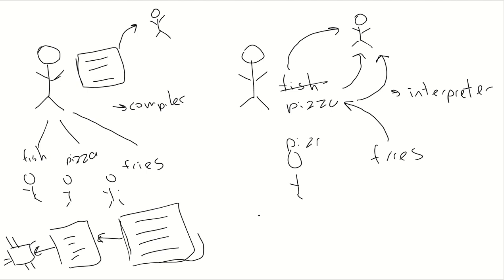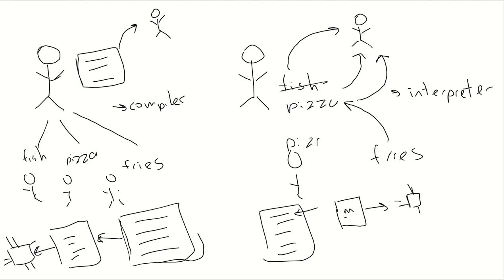But the interpreter will take this Java program, look at the first line, change it into machine language, and then feed it into the core. After doing that, it will take the second line, change it to machine language, and then feed it into the core. And then it will take the next line. So this is called line by line execution.